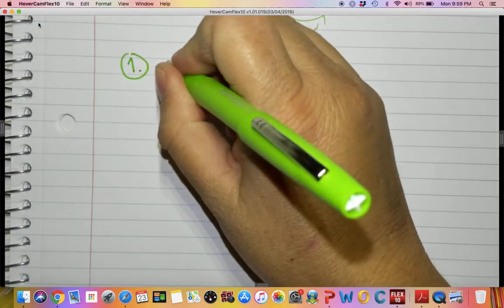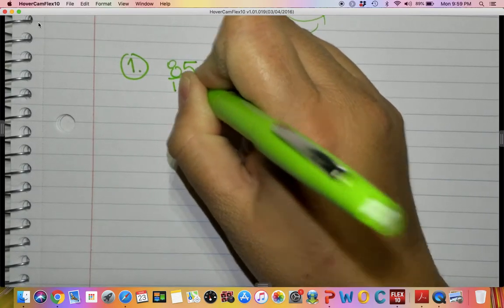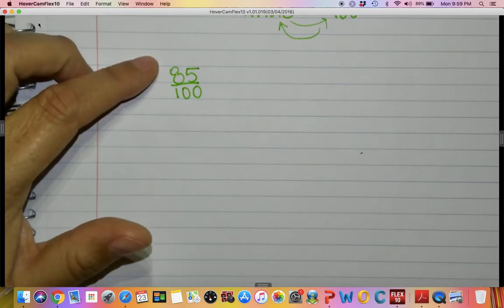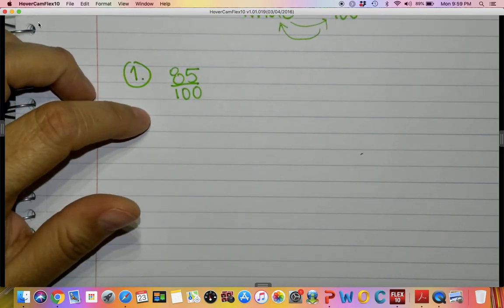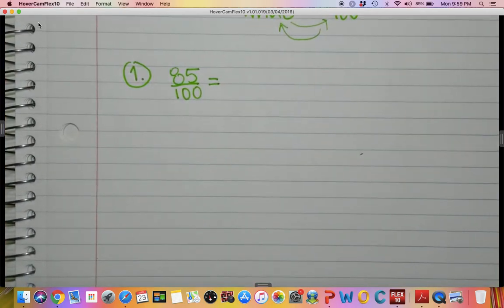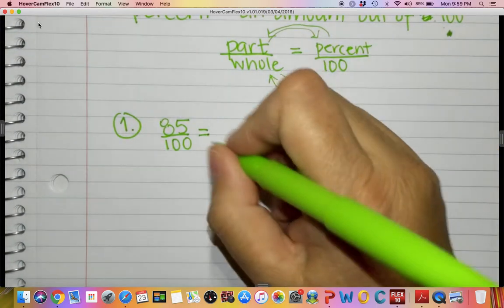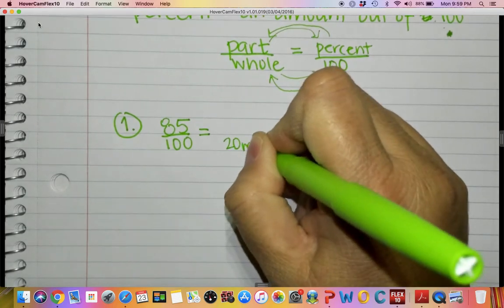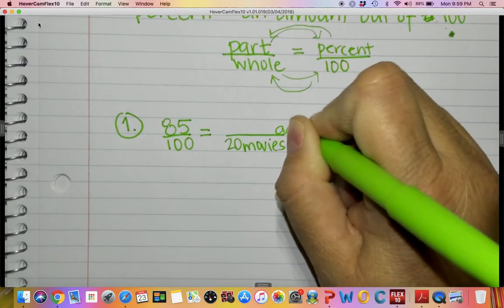The problem said 85%, which is written like 85 over 100. 100 is the whole, 85 is the part, 85%, 85 out of 100. And I'm going to make that equal to Devin's movie collection. He has 20 movies total, so that's the whole. The whole in his movie collection is 20 movies. The question is, how many are action?